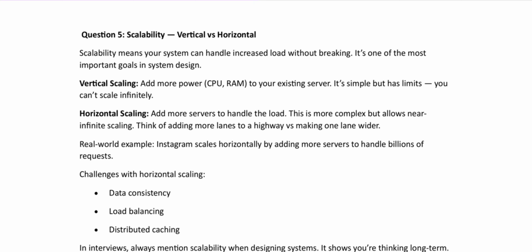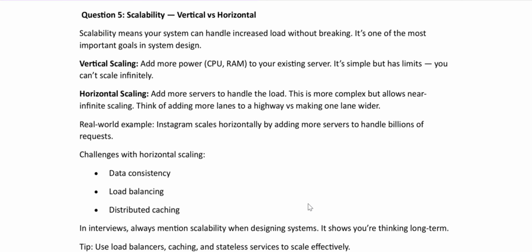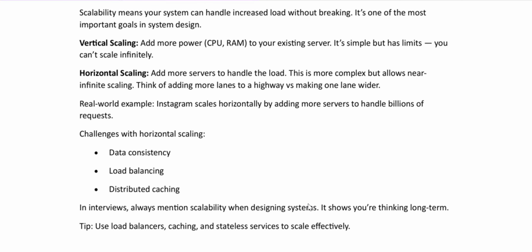Think of adding more lanes to a highway versus making one lane wider. A real world example is Instagram, which scales horizontally by adding more servers to handle billions of requests. Challenges with horizontal scaling are data consistency, load balancing, and distributed systems.